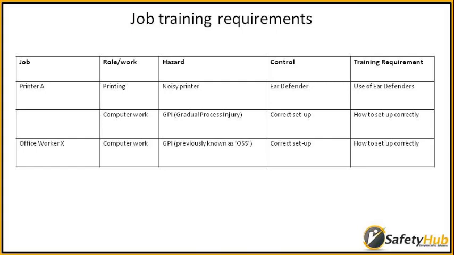So in my example, we look at job printer A, and we look at the work. Obviously there's going to be some printing and some computer work. We've already identified that the printer has a noise hazard associated with it, and one of the controls is using an air defender. Therefore there's a training requirement on the use of air defenders.